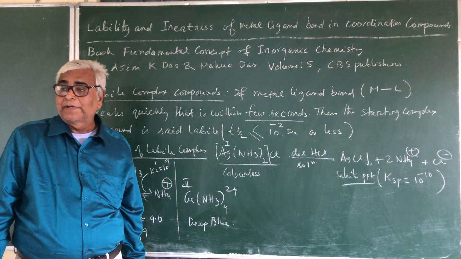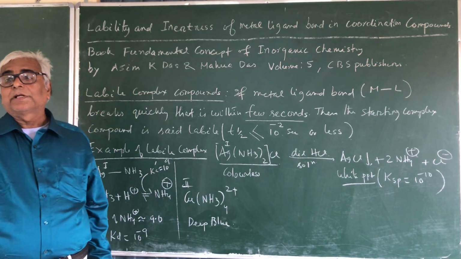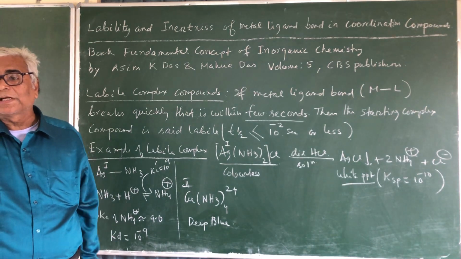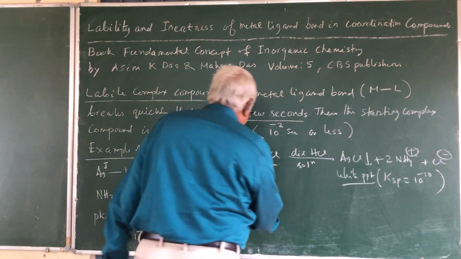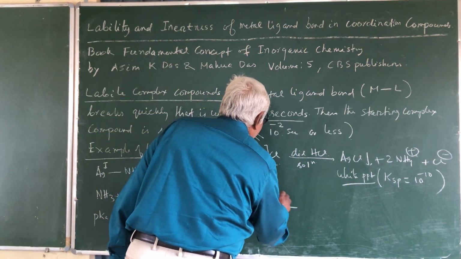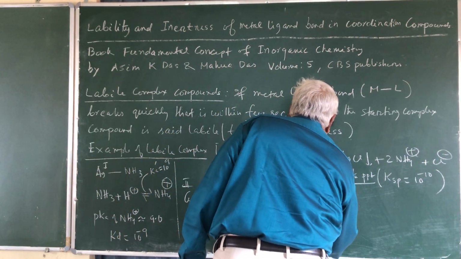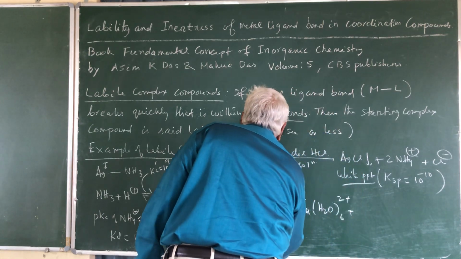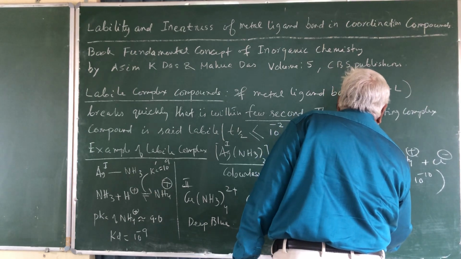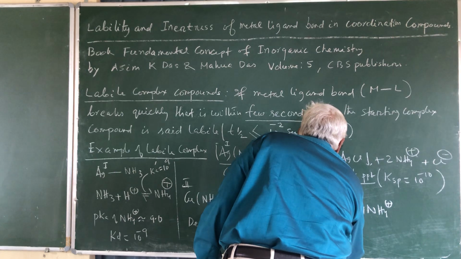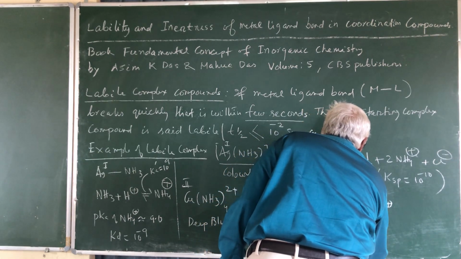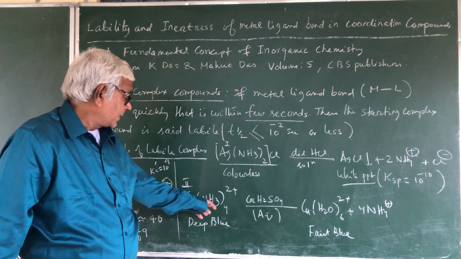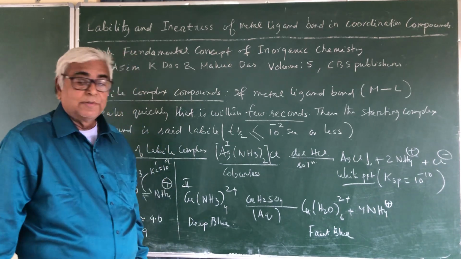This experiment is very simple. You take copper sulfate solution. To that, you go on adding ammonia. Immediately, you get a bluish white precipitate of cupric hydroxide. Then the precipitate will dissolve in excess ammonia, producing tetrammine copper ion. This is deep blue. To this, if you add few drops of concentrated sulfuric acid, the deep blue color will vanish, producing a faint blue hexaaqua cupric ion. Here also, the copper ammonia bond is breaking very fast. Therefore, the initial complex is labile.